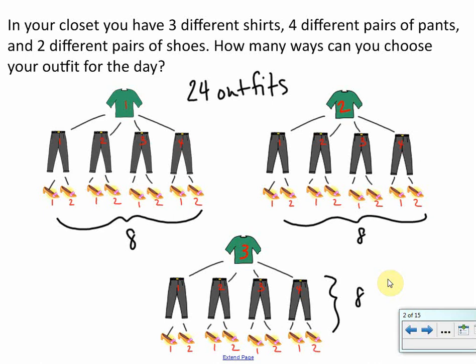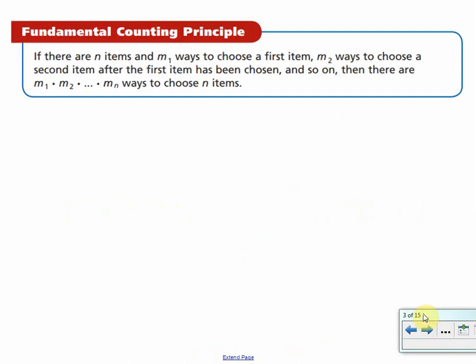It's not ridiculously large, but let's say you had 20 shirts and 8 pairs of pants and 12 pairs of shoes. It would be really annoying to have to make a tree diagram for that. So in comes what's known as the counting principle, the fundamental counting principle.